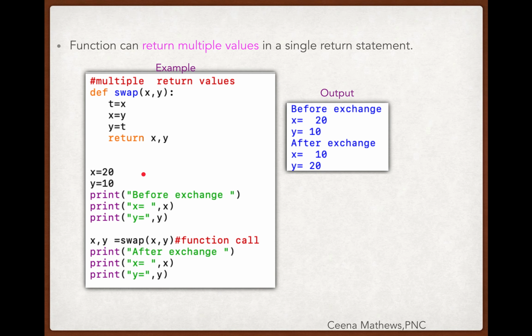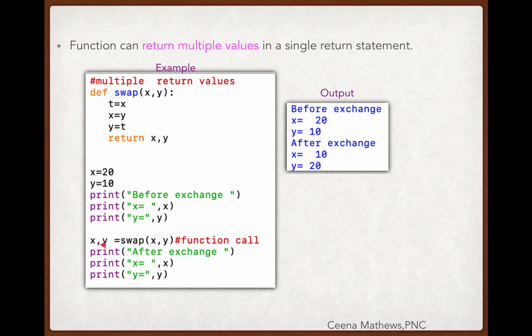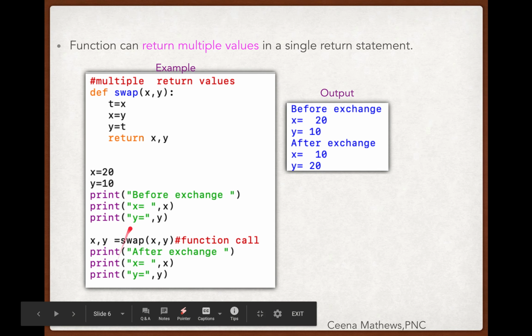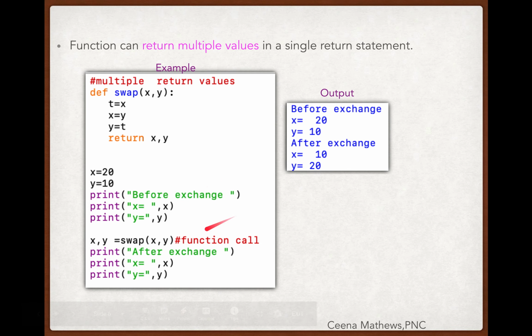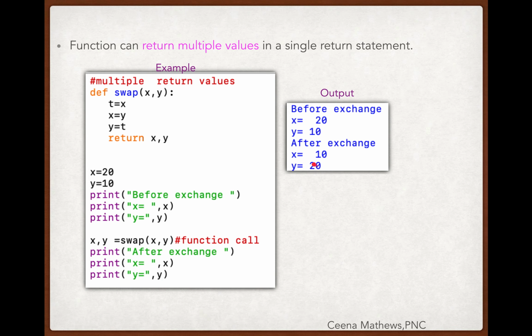Since this function returns two values, in order to assign two values we need two variables here. So I have used x and y, to which the returned values of x and y will be assigned. As you can see in the output, before exchange, it will print the values of x and y, which are 20 and 10. After exchange, that is, after the function call, when you print the values of x and y, you get the result as 10 and 20. x is 10 and y is 20.